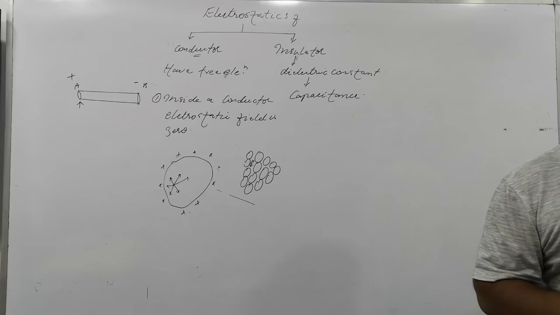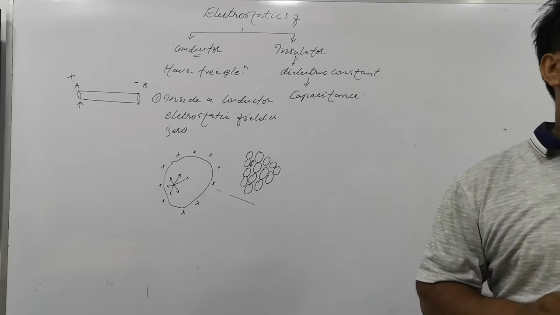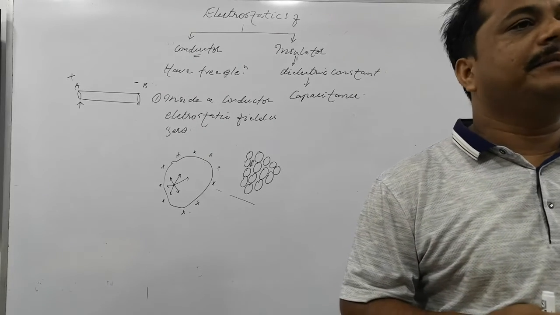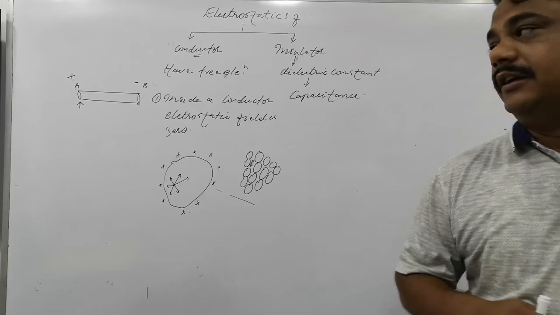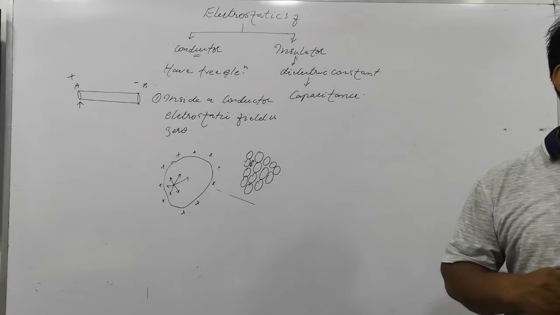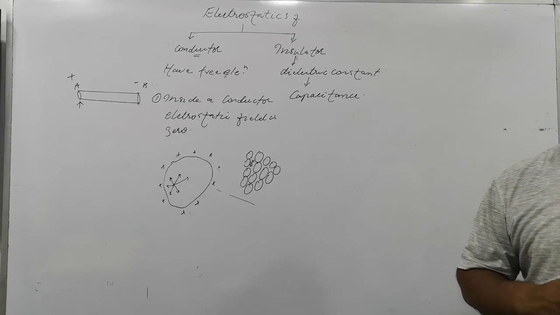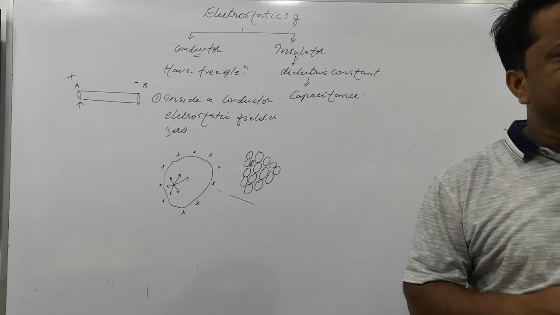Is that clear? At a point on that, right? So the net electric field, the electric field being a vector quantity, if you find the sum of that, the net electric field inside the conductor will be 0. Is that clear? So finally, you will remember here, inside a conductor, the electrostatic field is 0.